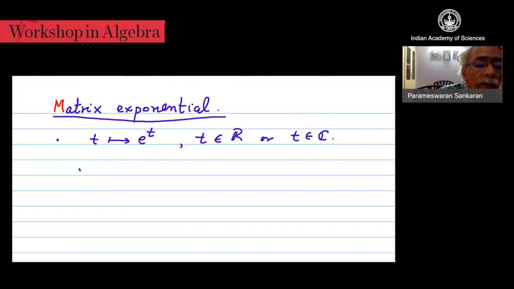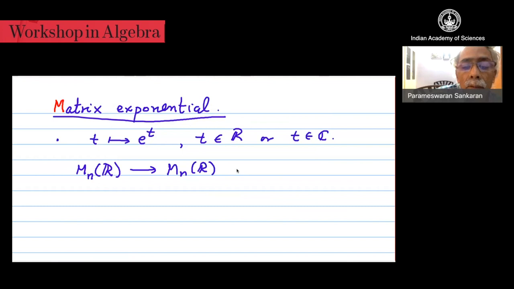So you have a certain map. Okay, let me write here M_n(R). You can work with n by n matrices with real coefficients, or n by n matrices with complex coefficients. So M_n(C) to M_n(C).